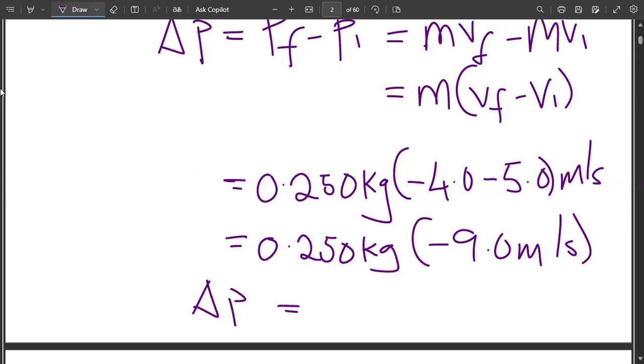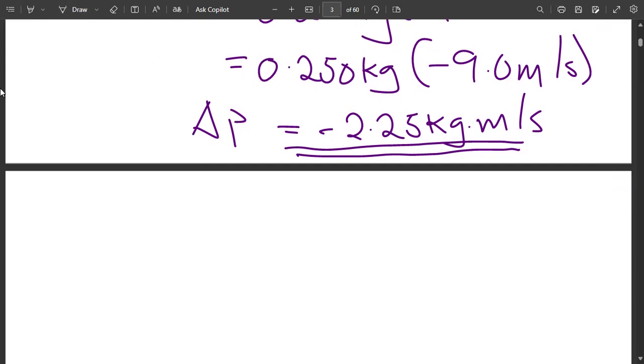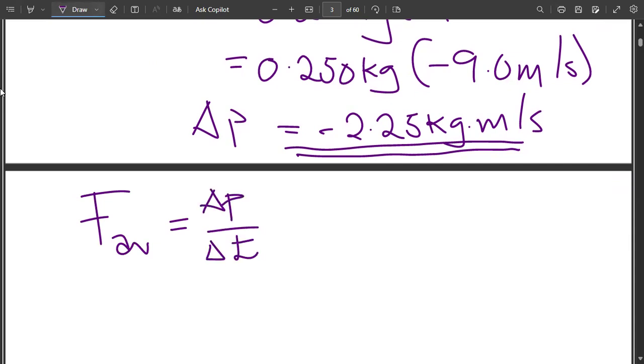If I multiply these two, what am I actually going to get? I'm getting negative 2.25 kg meter per second. So this is the actual change in linear momentum that is taking place under this scenario. Now that we've calculated the change in momentum, what are we going to do? We're going to plug this value into the formula that we derived for force, and then find the average force. So average force is equal to change in linear momentum divided by the change in time.